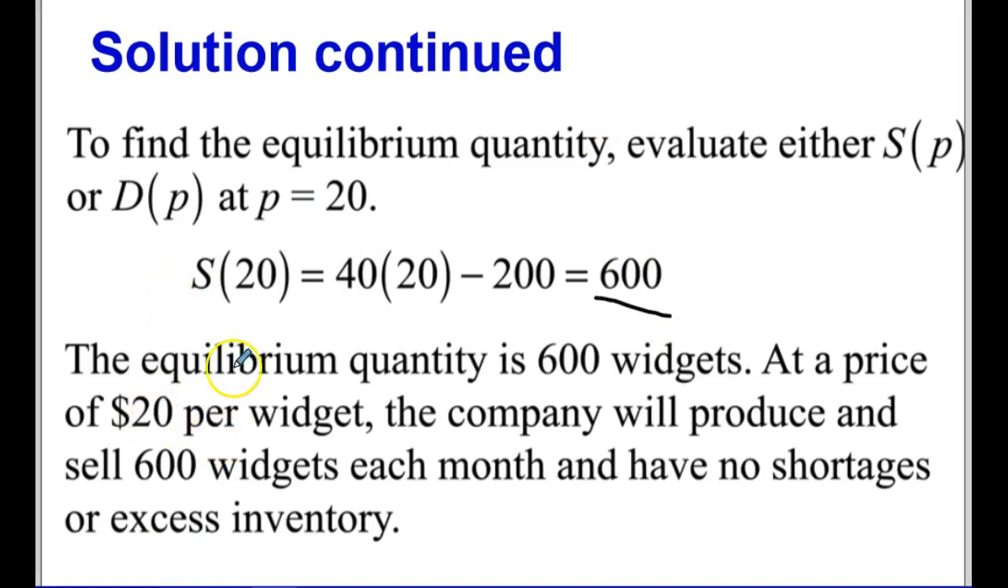What this really means with supply and demand is that if they charge $20 per widget, the company makes 600 widgets and has no shortages or excess inventory. They're able to sell all of them.